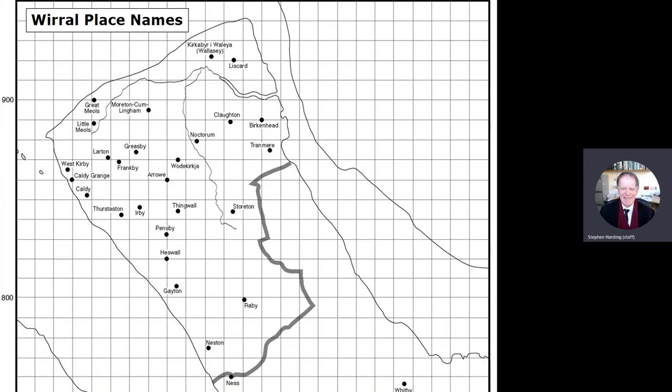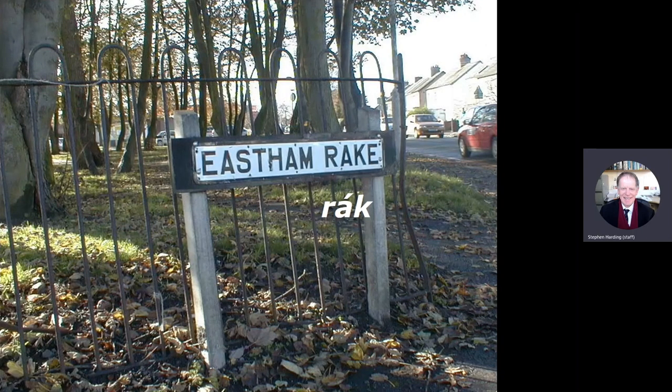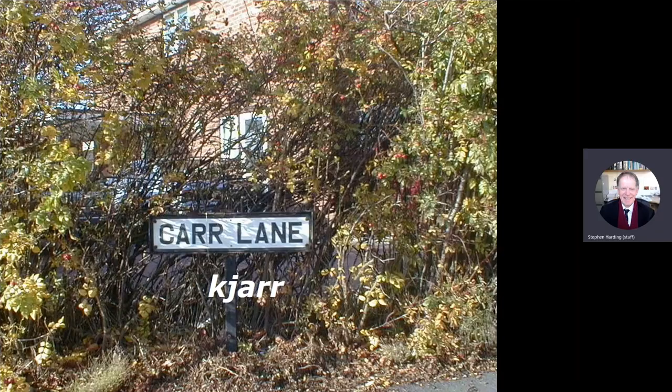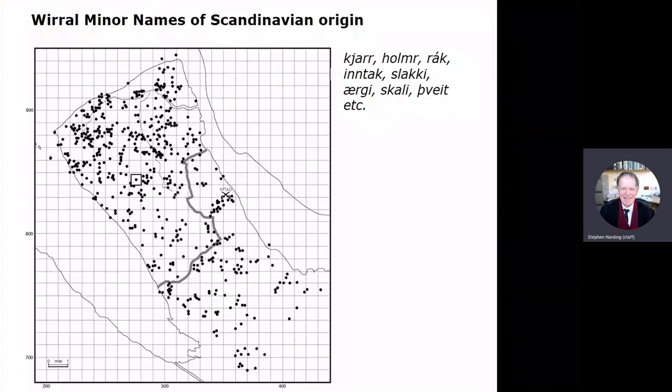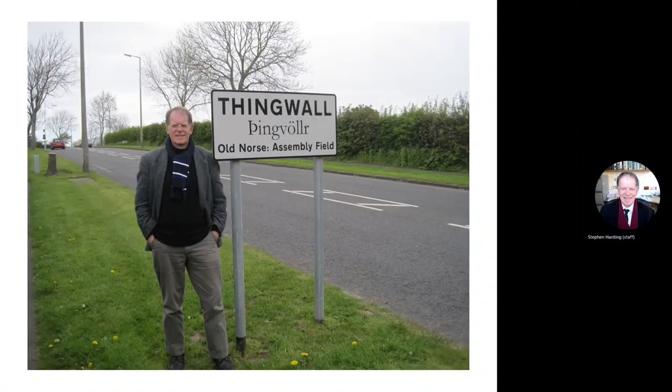So Liverpool's here. These are all names which got Viking roots. Also minor names, Rake, that means a lane. Carr means marsh. And then if you look at all the minor names, you can see the density in Wirral of the settlements. Right in the middle, this little square is Thingwall.